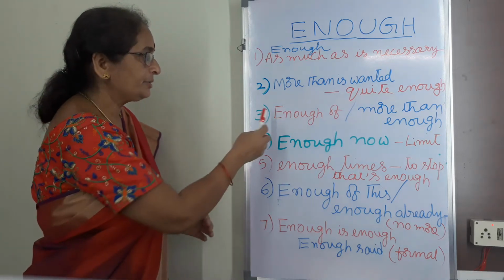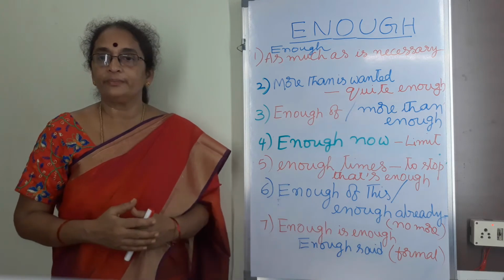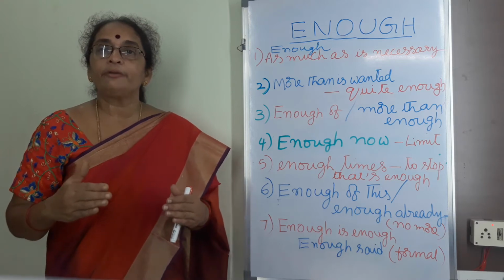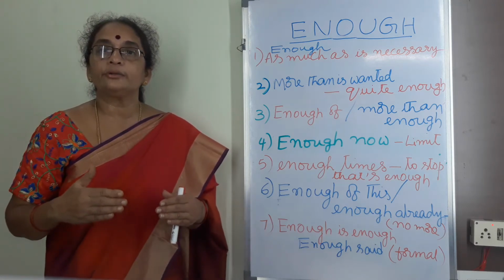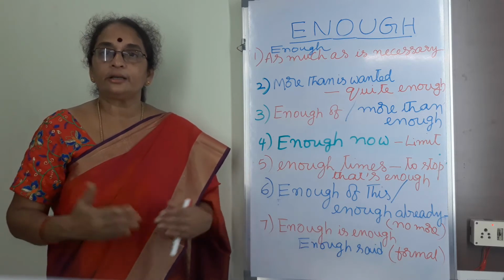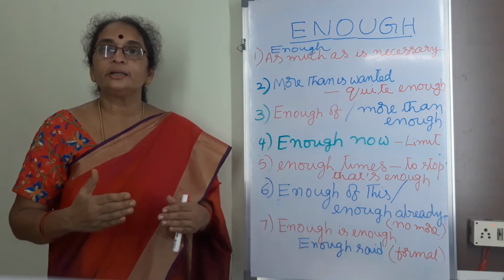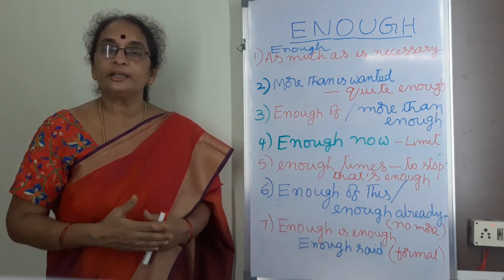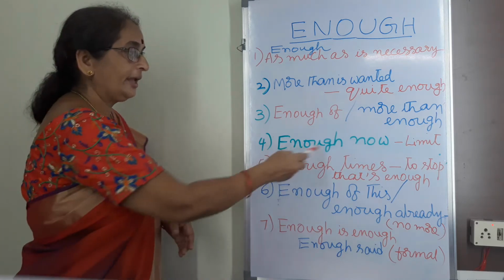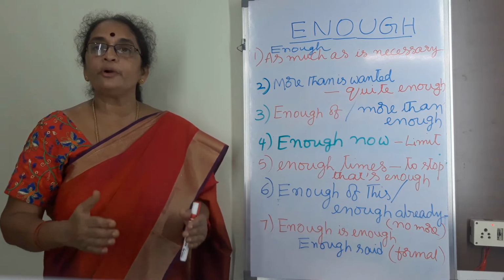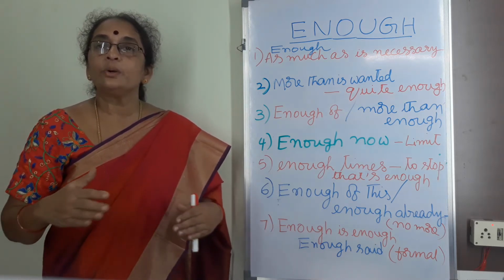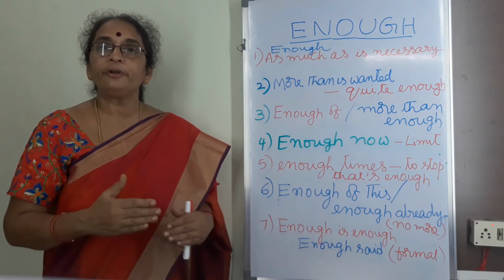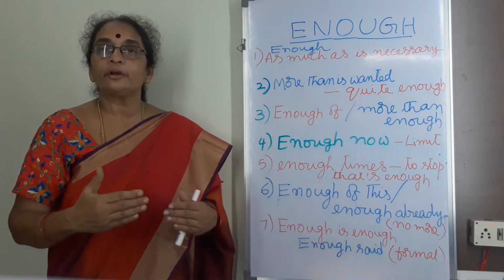Okay, students, coming to the next example. Enough now. Enough now means you are giving a limit. For example, you are giving a time limit of 5 minutes to the speakers in a debate or elocution contest or some other contest. The participants are expected not to cross the 5 minutes limit. So, after 5 minutes, if they cross, you can say enough now. You mean you have spoken enough now. Your time limit is over. You may be crossing. So, you give chance to the next participant. Enough now means by this time you have crossed your limit.